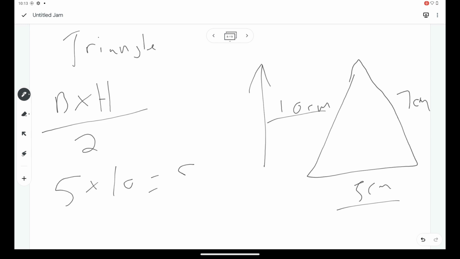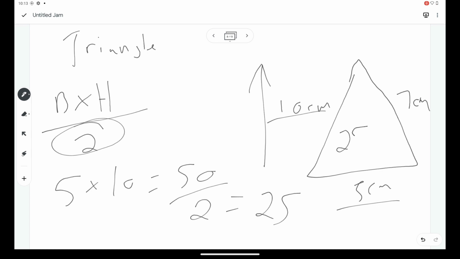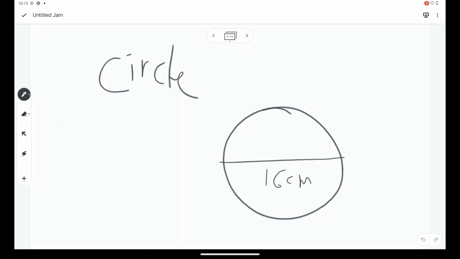So base times height, also known as 5 times 10, equals 50. And then when you're calculating the area of a triangle, you always have to half your answer, or divide by 2. So 50 divided by 2 is 25 centimeters. And that is the area of that triangle.